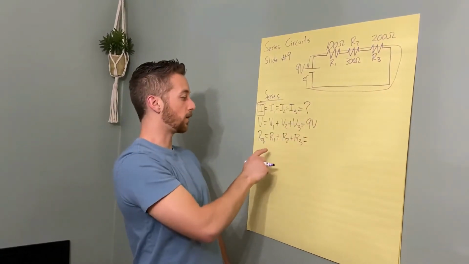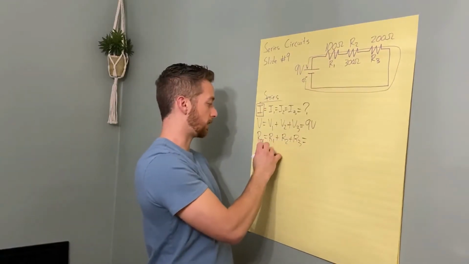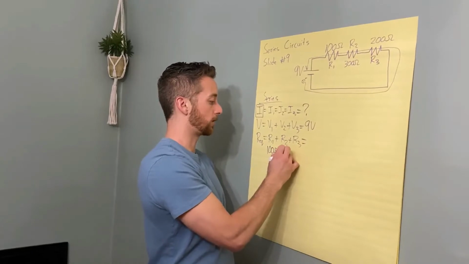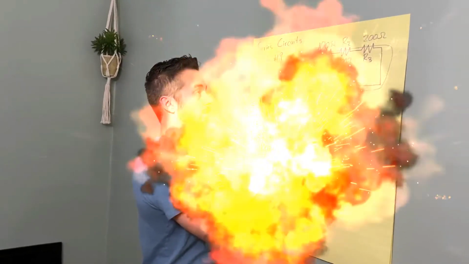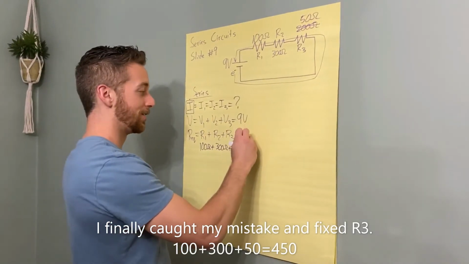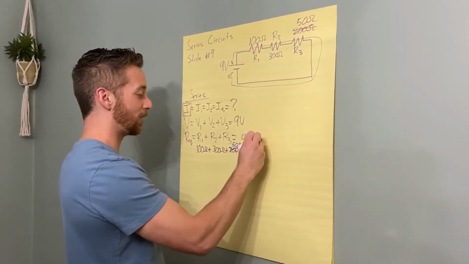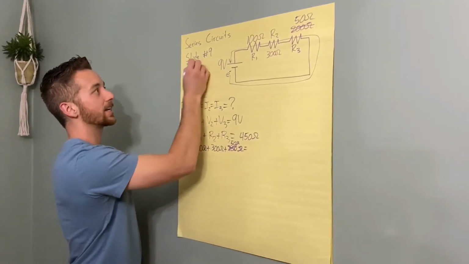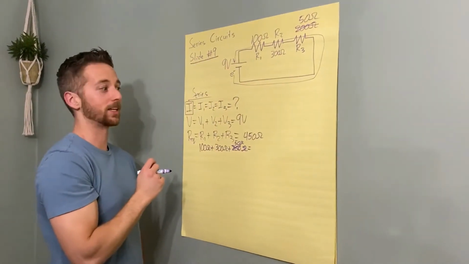So we'll do that. R1, we'll just call it this one. You get 100 ohms plus 300 ohms for R2 plus, exactly, 50 ohms, and that's 100 plus 300 plus 50, just like it says on slide number 9 in your presentation. That gives 450 ohms.